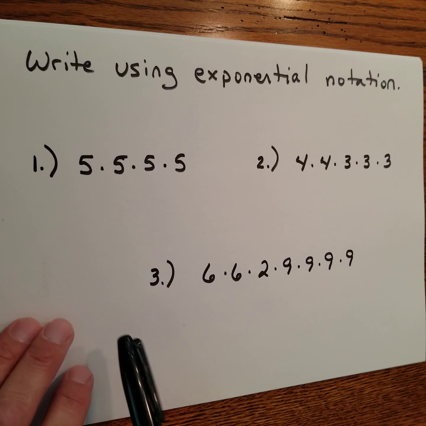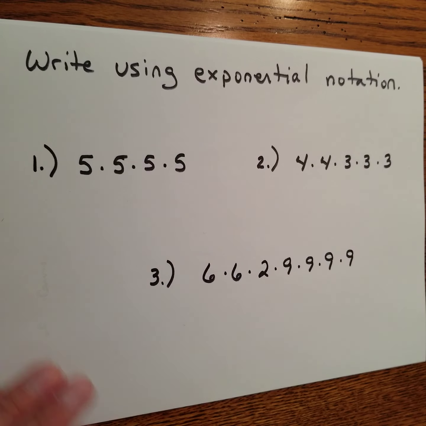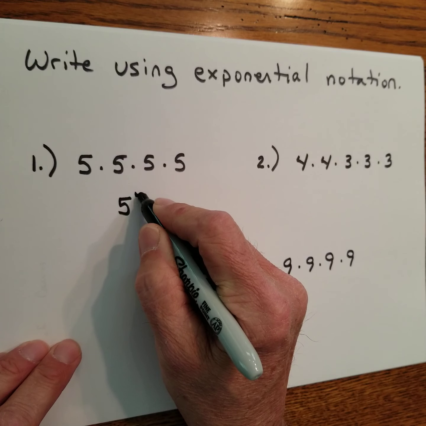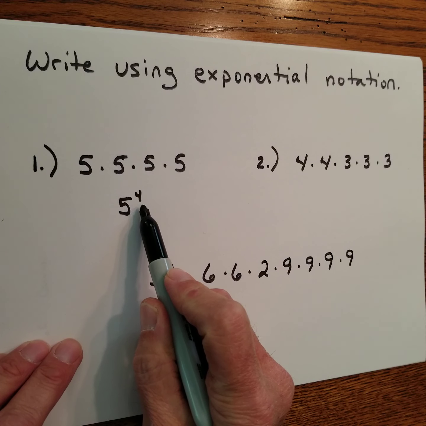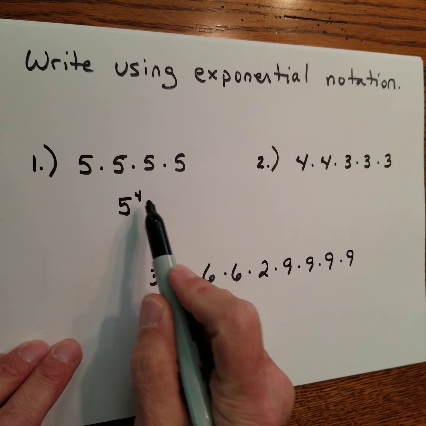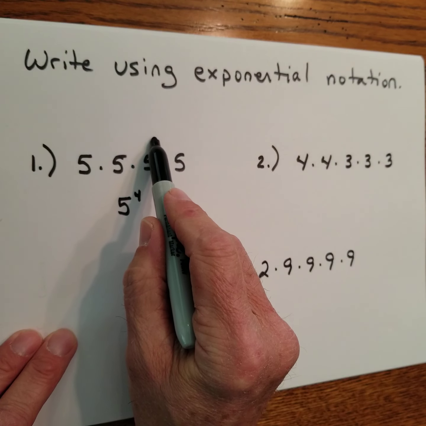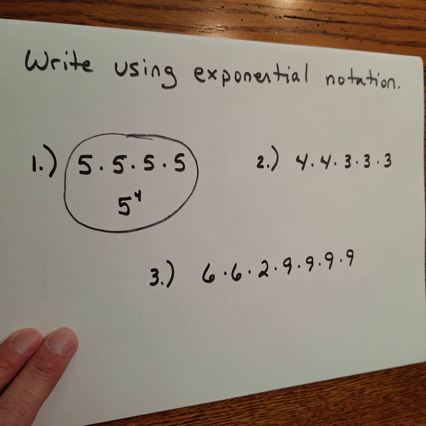Here's what that means. Multiplying 5 times 5 times 5 times 5, that's multiplying 5 times itself 4 times. That's the same as 5 to the 4th power. The 4 is an exponent, so this is considered exponential notation. For number 1, there's the problem and the answer. Let's move on to number 2.